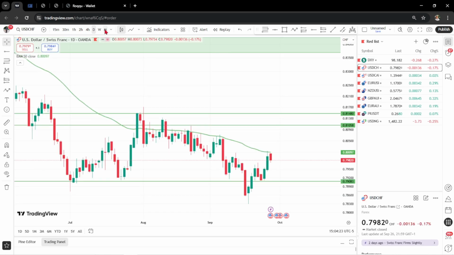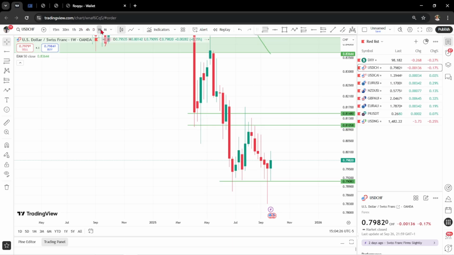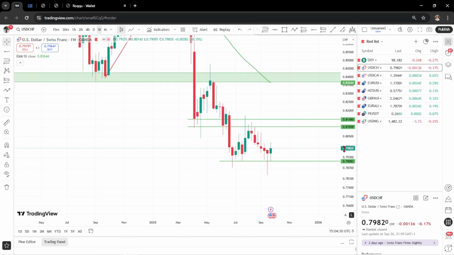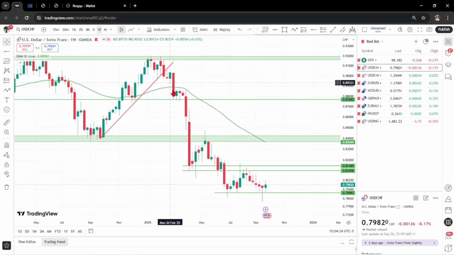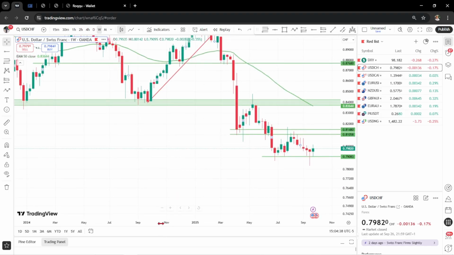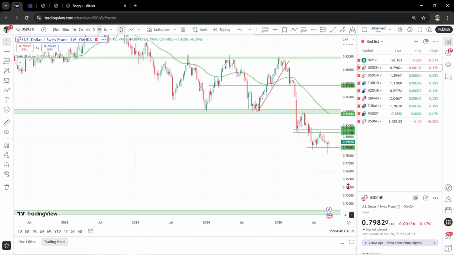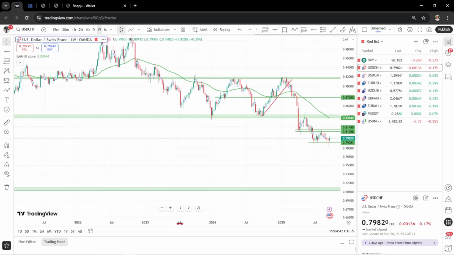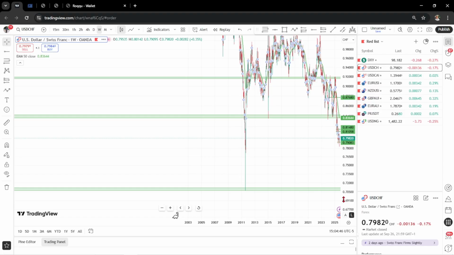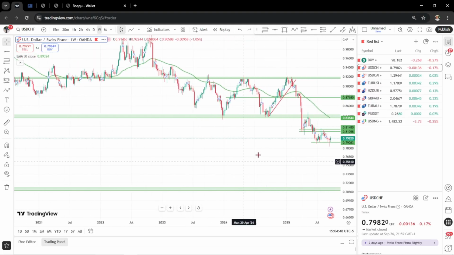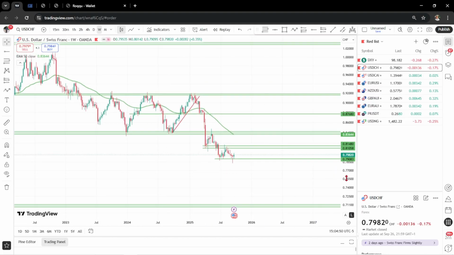On USDCHF, let's start from the weekly time frame to see what the market is telling us. As you can see on the weekly time frame, the market is bearish until we hit this point. Let's check if this is the all-time low. Okay, sorry, it's not the all-time low, but we hit this point and the market refused to go lower.